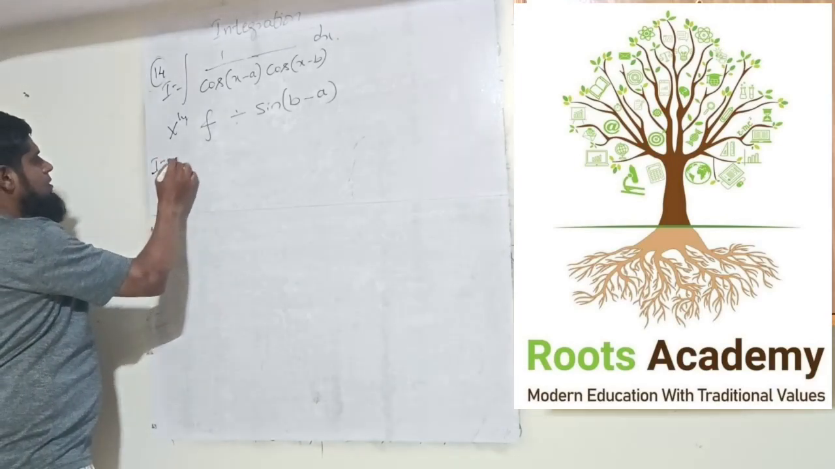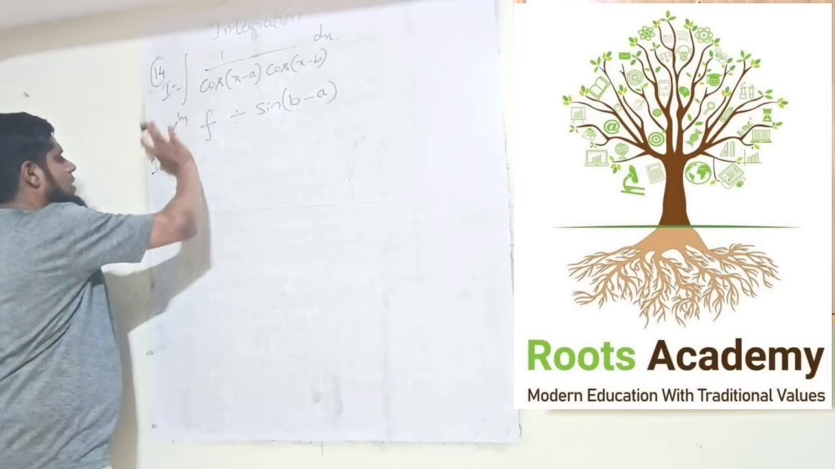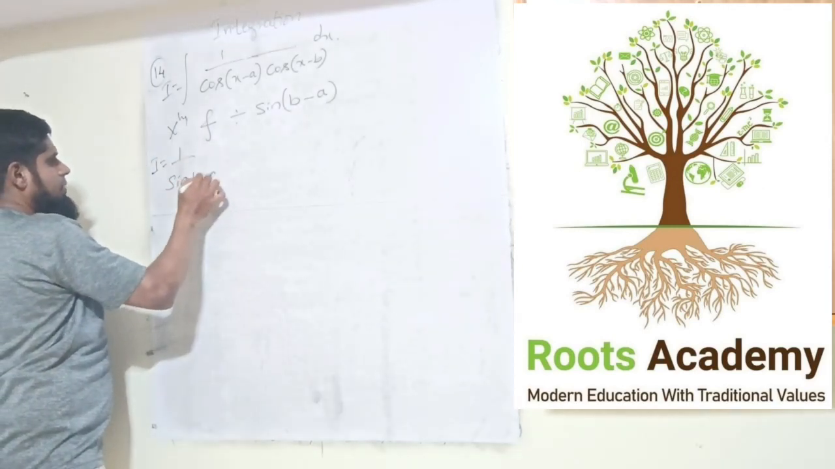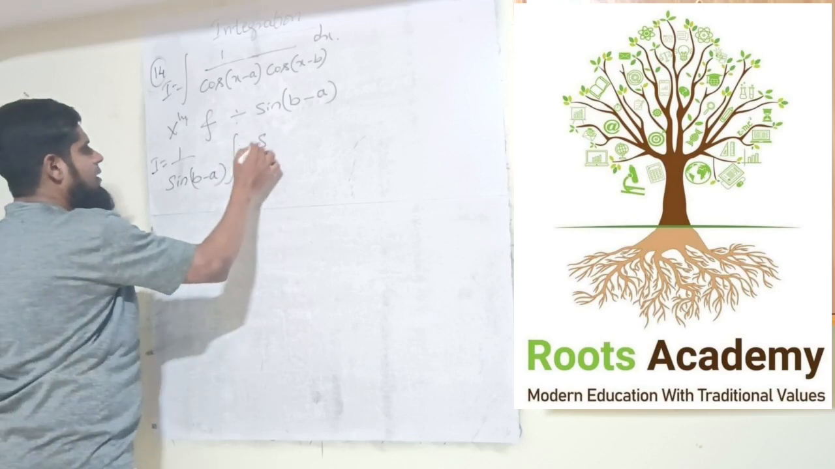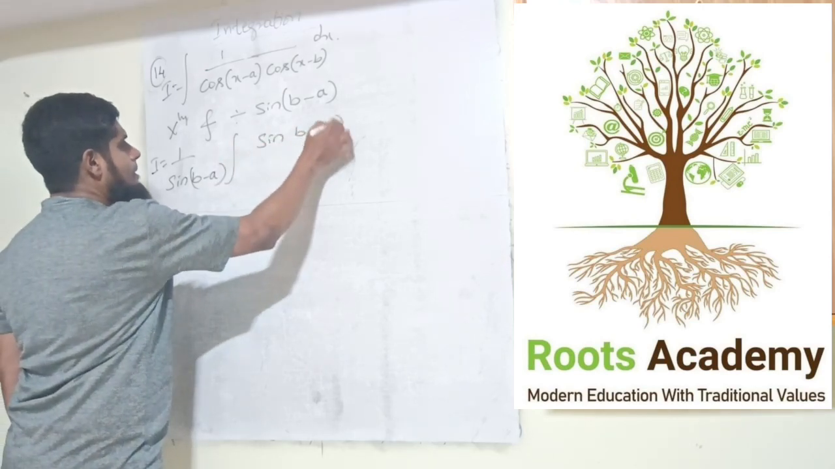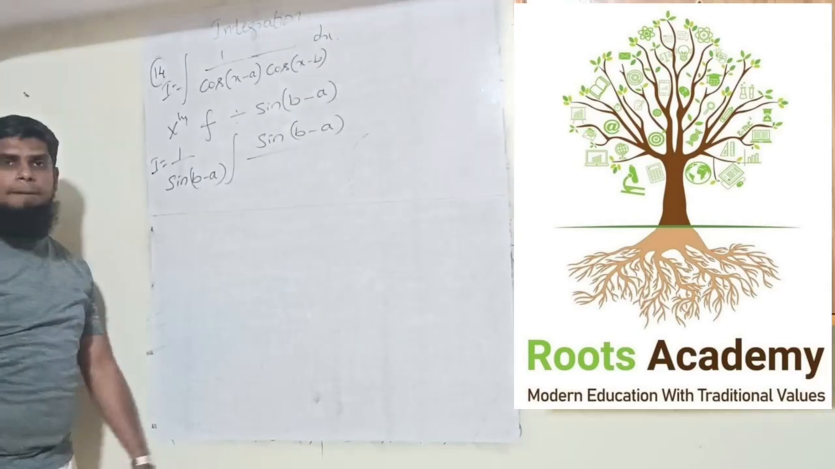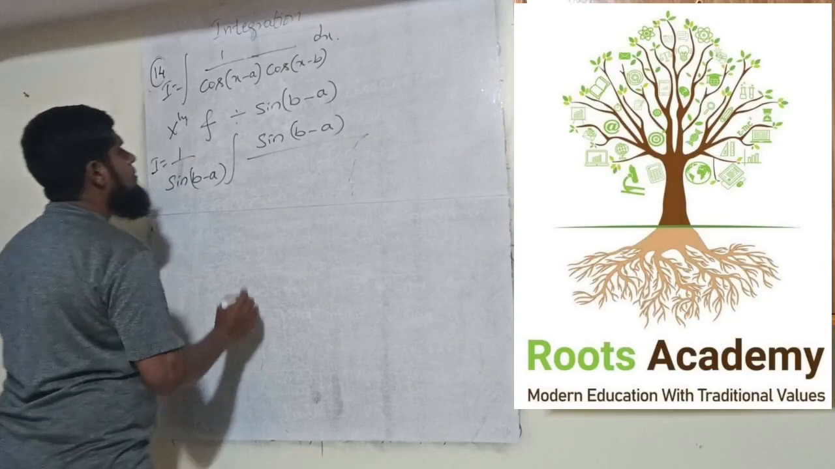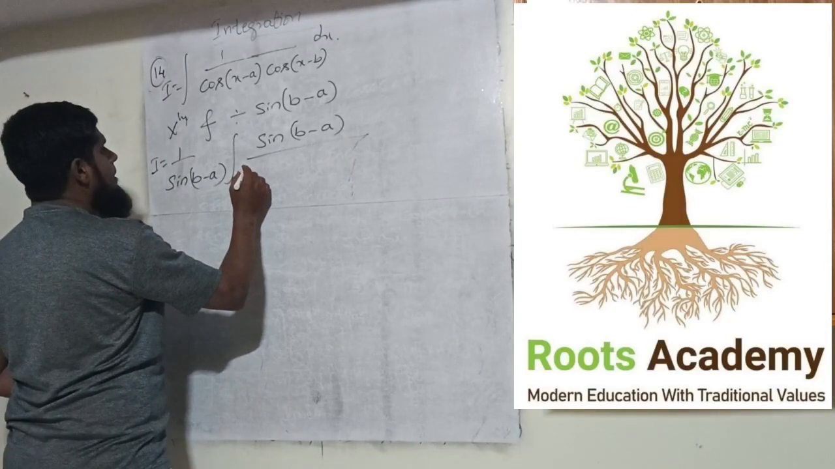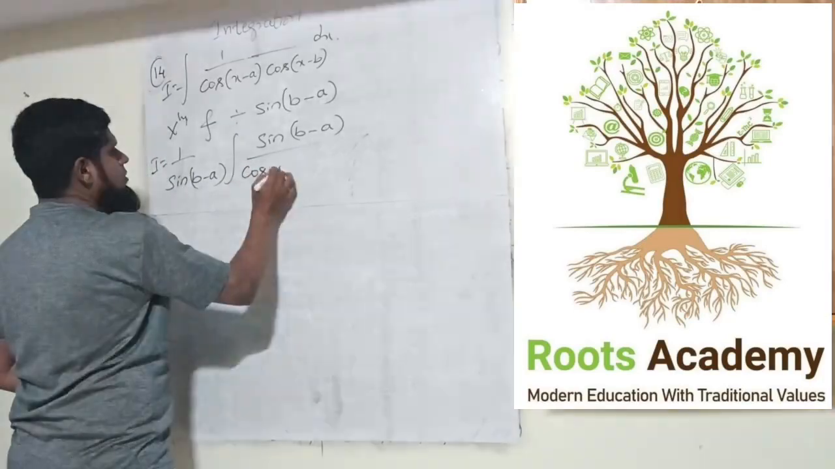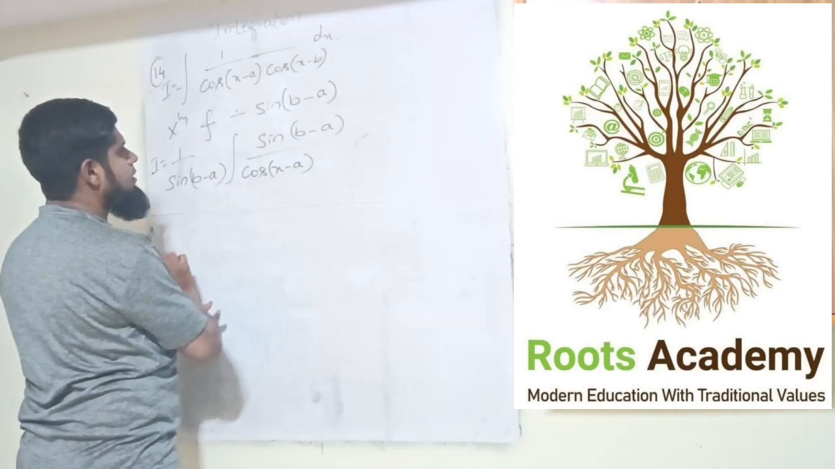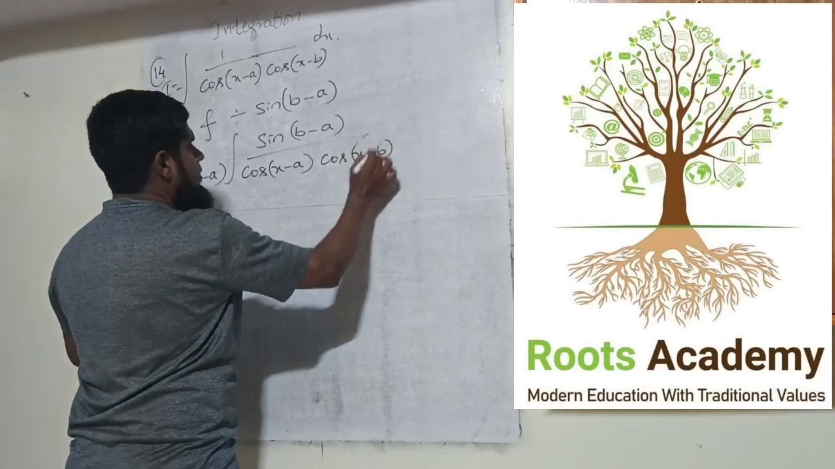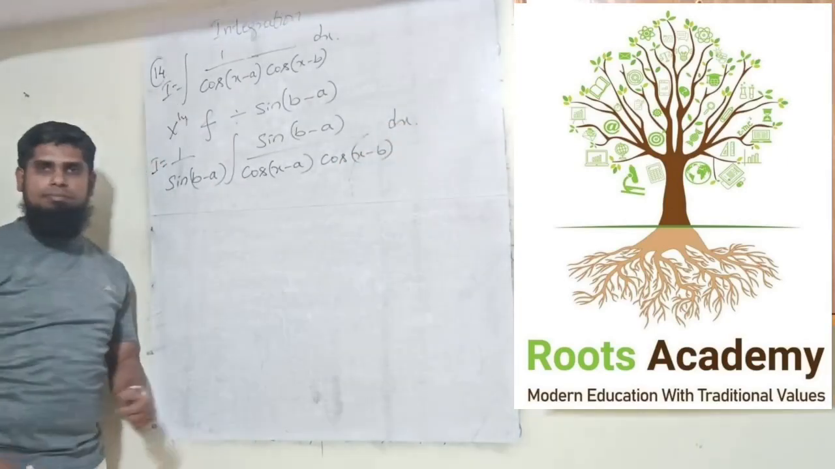So the integral becomes: I will take sine b minus a outside the integral, the multiplication is inside the integral, whole divided by cos x minus a into cos x minus b into dx.